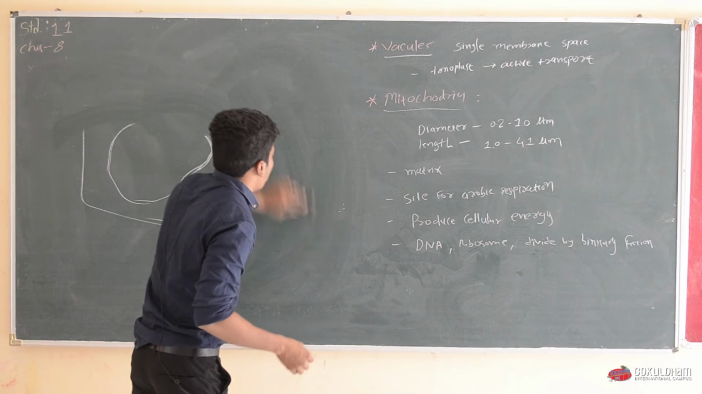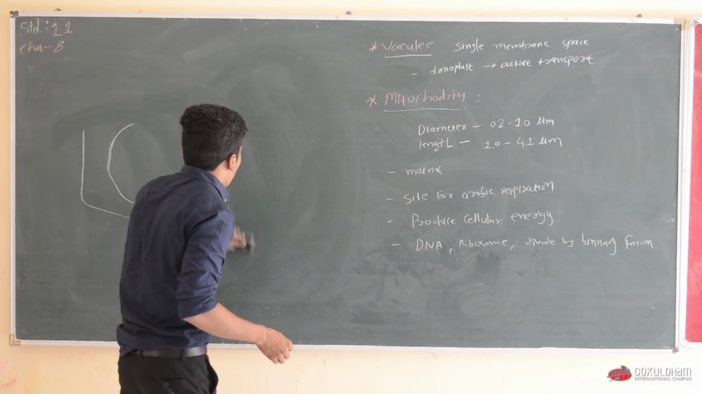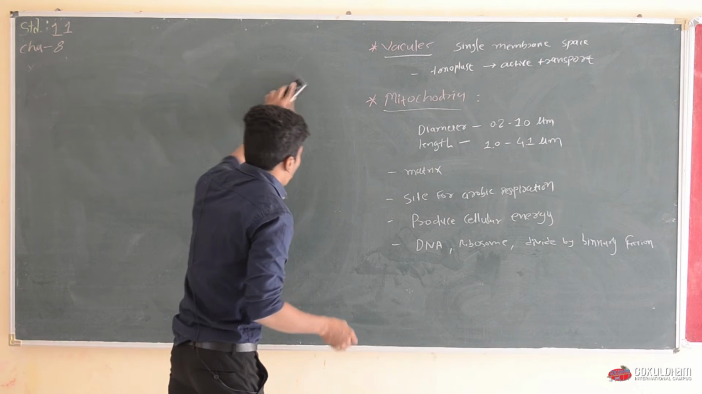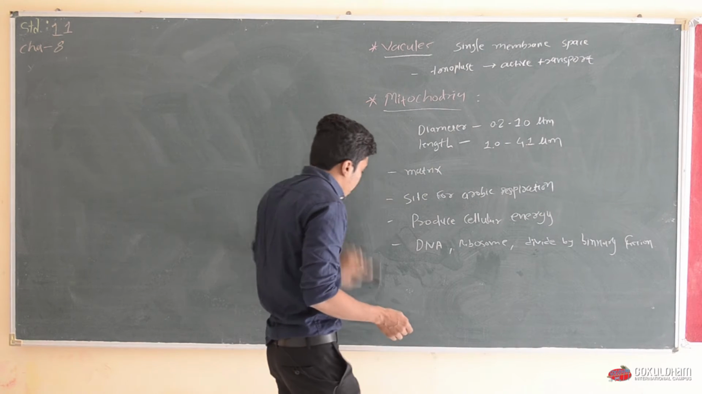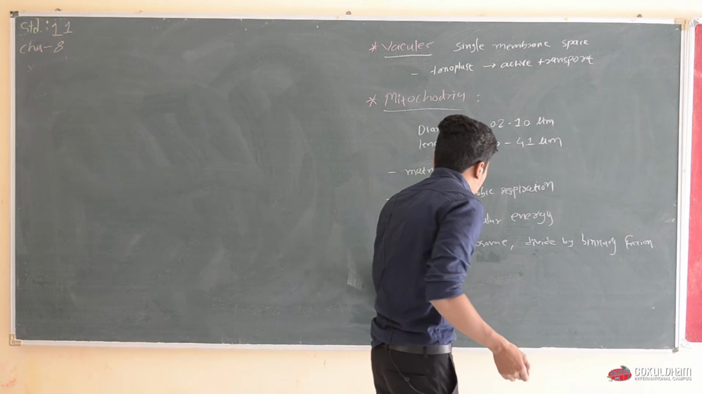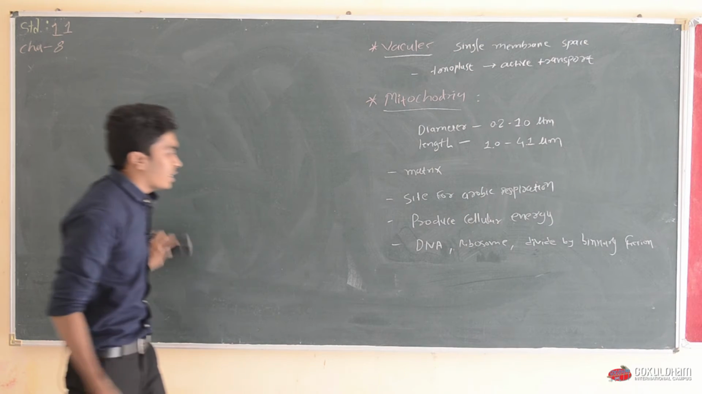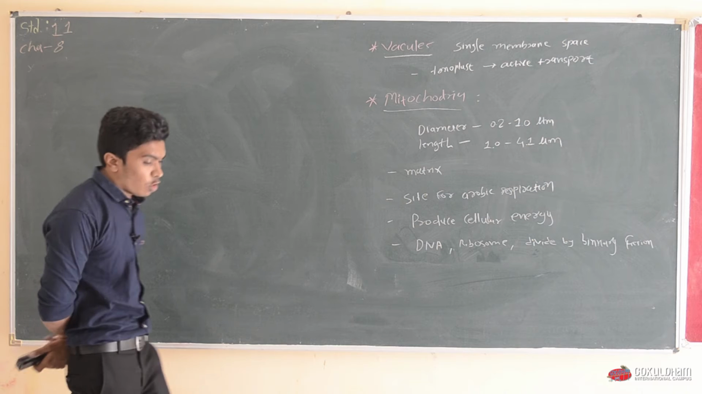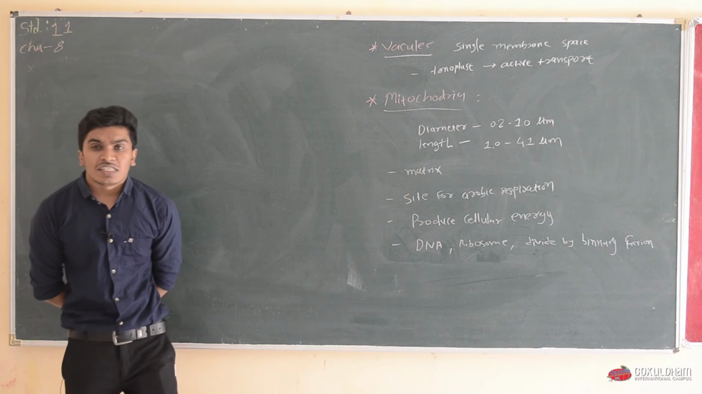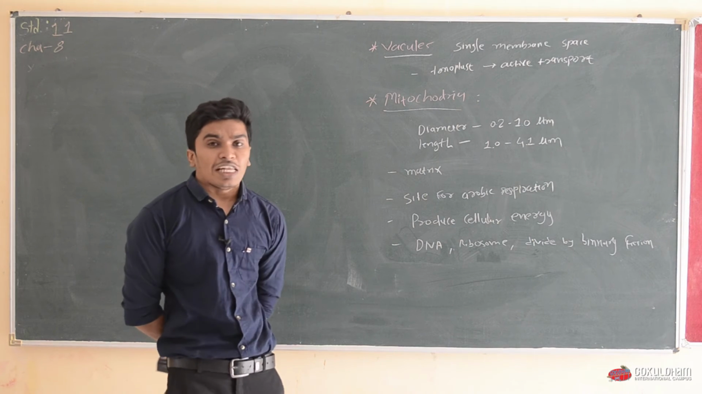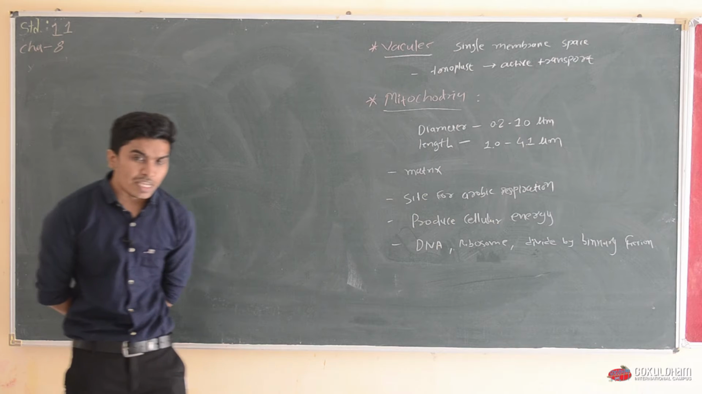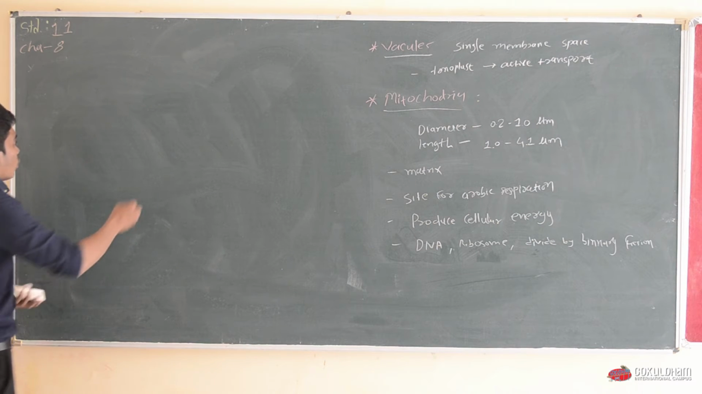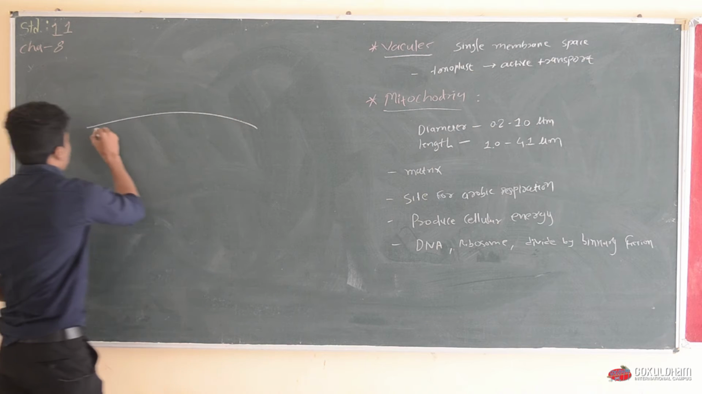Now another organelle is the mitochondria. Mitochondria is one of the most important organelles in terms of respiration and the formation of energy for the cell. The main function of mitochondria is the formation of cellular energy for the cell.